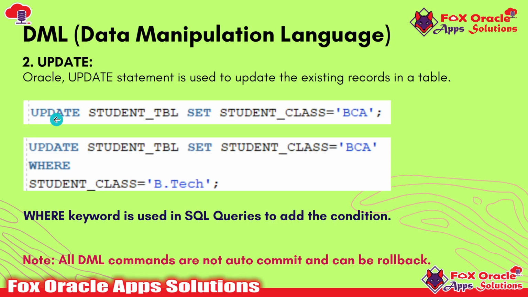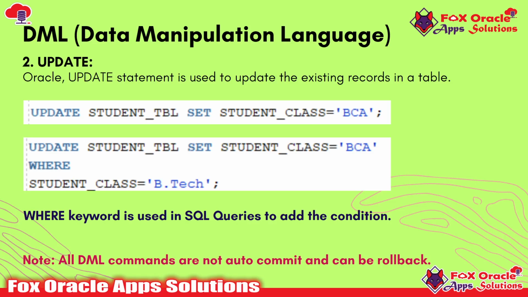And this is the quite simple update command: update SQL table set SQL class equals BCA. It means that whatever number of records are available in this SQL table, all record values for this column SQL class will be set to BCA. So suppose in this table there are 10 records, 10 SQL information, and all these 10 will be set to BCA for the column SQL class.